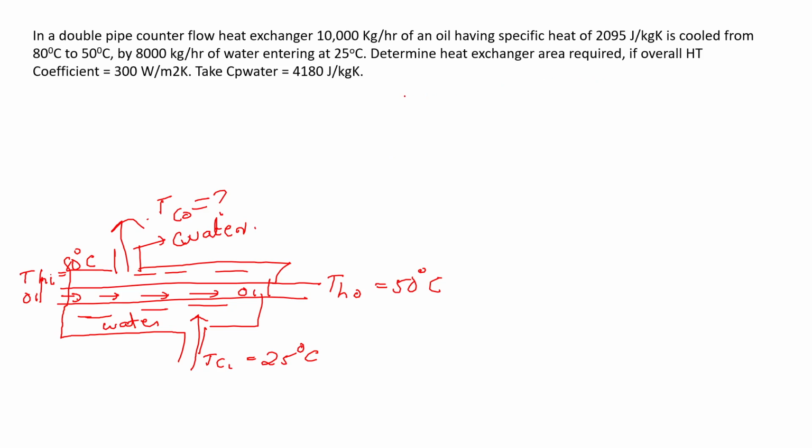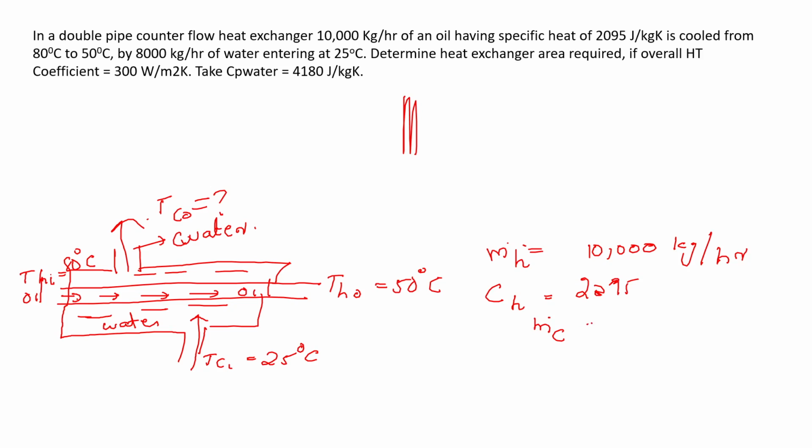So in this situation, first the mass rate. The mass rate of the hot fluid you can write as 10,000 kilogram per hour. Similarly, CH value is given, that is 2095. Similarly, the mass rate of the cold liquid is also given, 8000 kilogram per hour. Cc value is also given, 4180 joule per kilogram Kelvin. Okay, now you have to calculate the Q value.